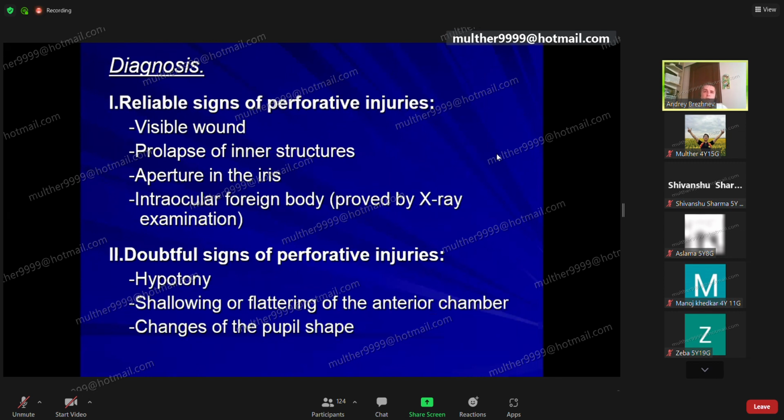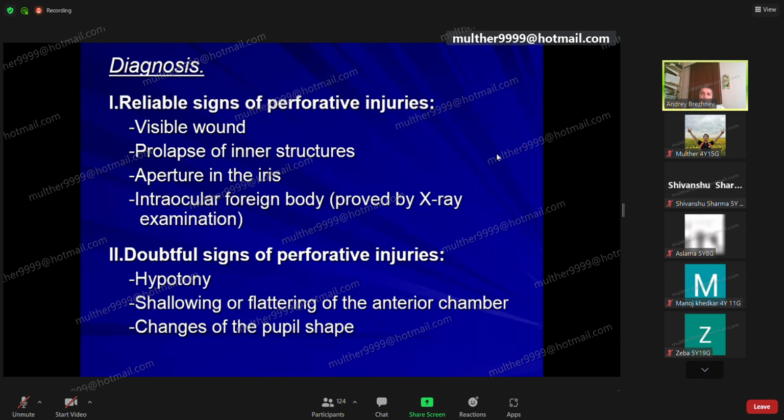How to put the correct diagnosis in case of perforative injury? One of the main aims is to determine whether it is a real perforation or not. There exist reliable and doubtful signs of perforation. In case of reliable signs, we can see a visible wound. If there exists an open wound, of course it's clear it's a perforation.